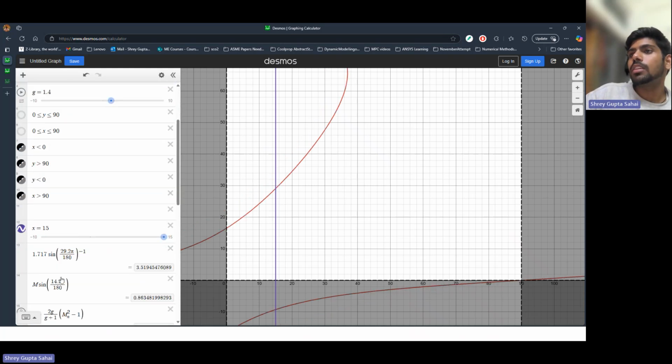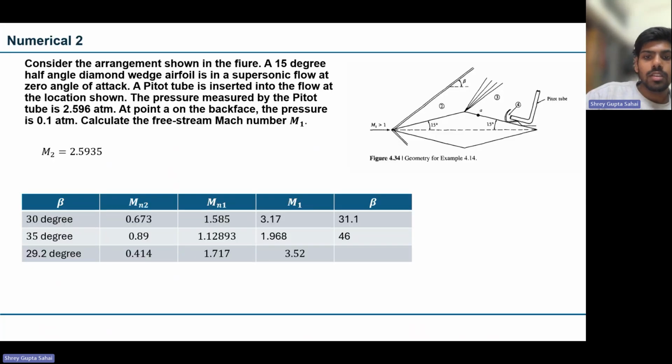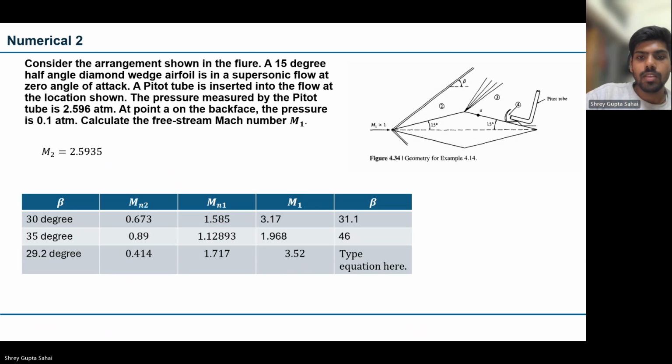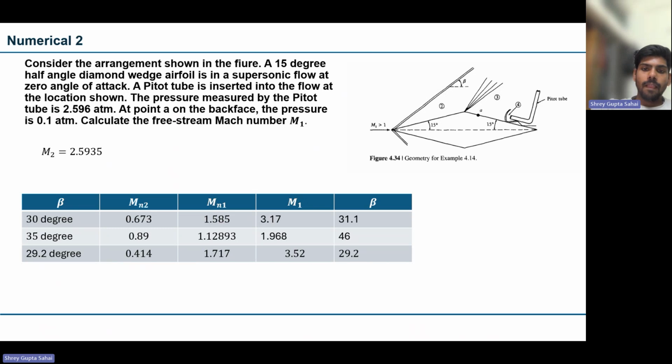And now if Mach number is 3.52 and theta is 15, then the value we get is 29.2. So this is the value which converges. But now you see that because of this implicit nature in theta, beta, and M, you have to sometimes guess values implicitly and converge to a solution. Sometimes you can't find a solution directly. Okay, so that is there.